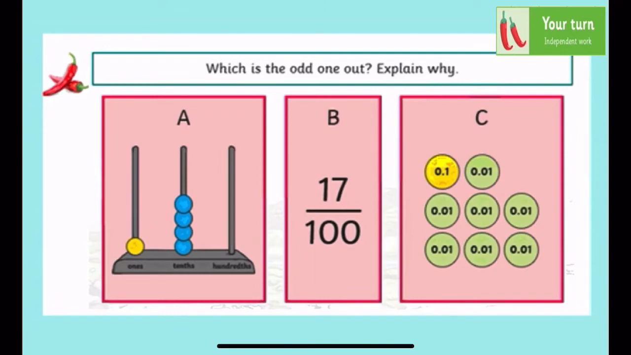So this is the Chilli 2 challenge here. Which one is the odd one out, and can you explain why? So here we've got an abacus instead of a place value grid, but you can still use your understanding of the place value grid to help you with this. Pause the video, have a go, and then we'll look at the Chilli 3 challenge.